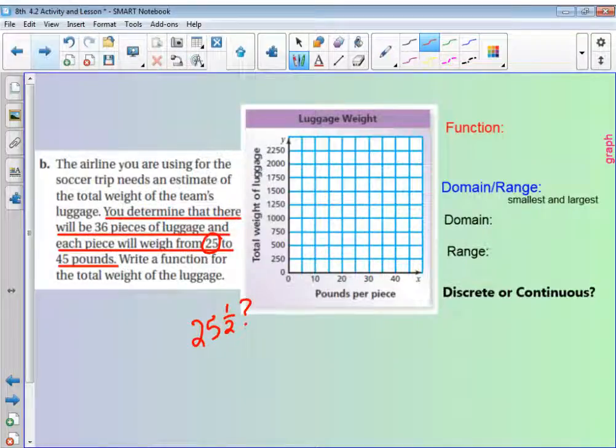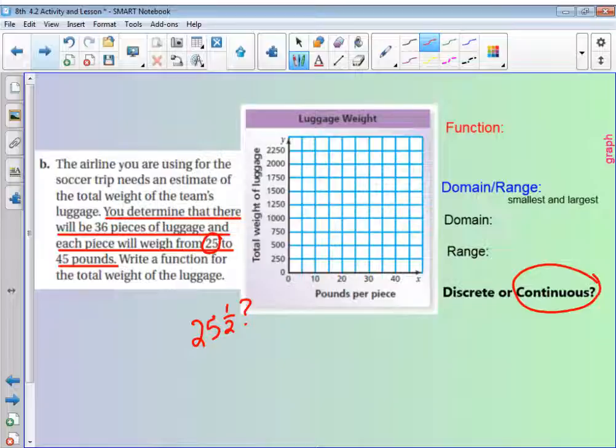Could that possibly happen? Yes, it could. So granted, we can't take a half luggage, but we could have luggage that would fall in between two certain pound measurements. So this would be what you would call a continuous domain.